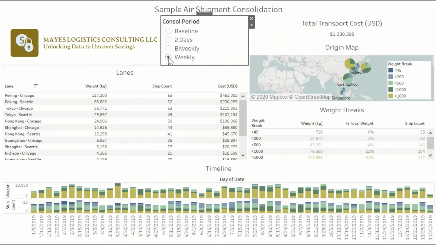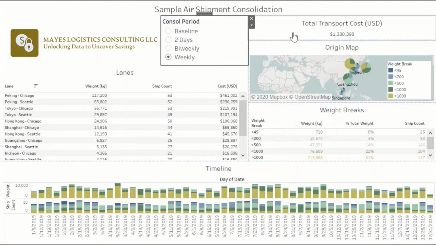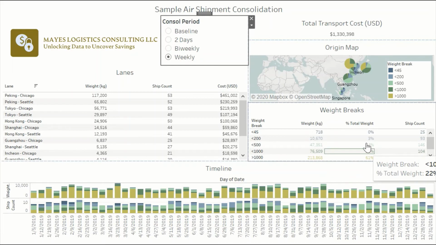I've just shown you how, as you increase the consol period, your total transportation costs will drop, and your weight breaks will get bigger, and your shipment frequencies will decrease, so you're shipping less frequently.